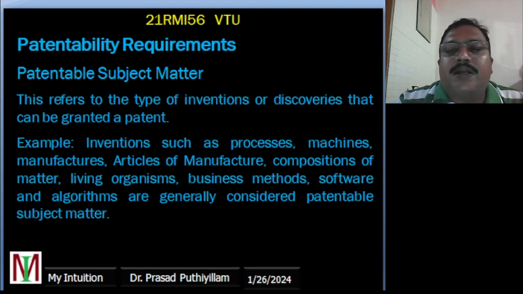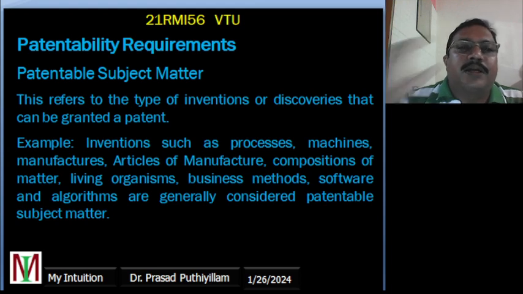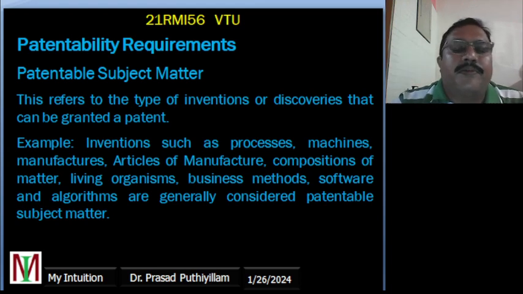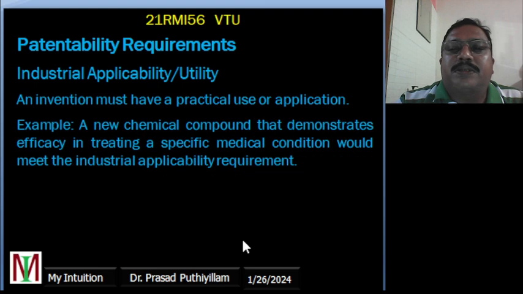Then software and algorithms. This is a new evolving area. Because of this, a new convention is needed. It will come soon. The new convention will meet to consider software and algorithms and biotechnology inventions. So new things are there. Okay, so that's about the patentable subject matter.